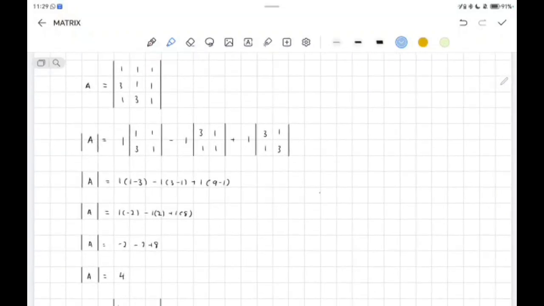Next, I need to find the main determinant, which I call A. I take the coefficients from the equations and put them into a matrix, like this. And after calculating, I find the determinant is 4.